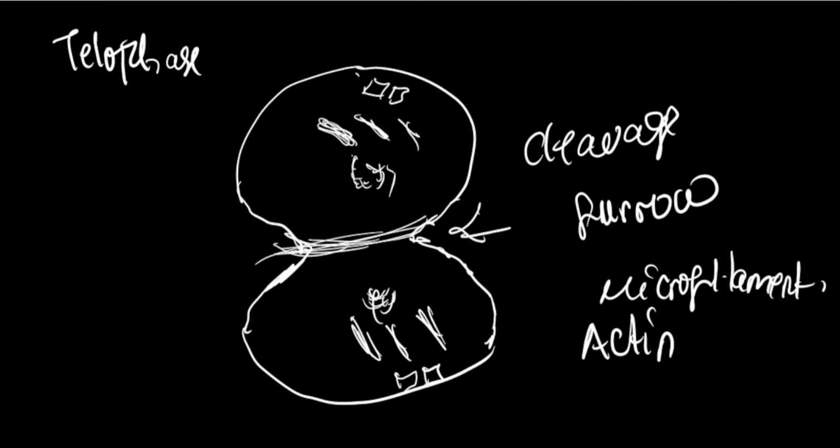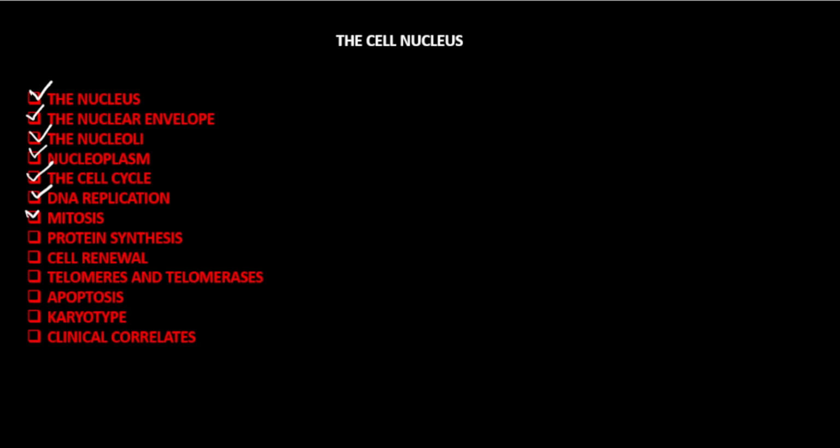Of course, this video is not detailed, it's just a general overview of what exactly happens. So basically we have prophase, metaphase, anaphase, telophase, and then of course cytokinesis. Alright, so far we have considered the nucleus, the nuclear envelope, the nucleoli, the nucleoplasm, the cell cycle, DNA replication, as well as mitosis. Now let's take a look at protein synthesis.